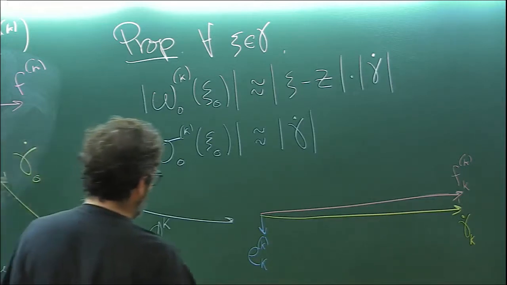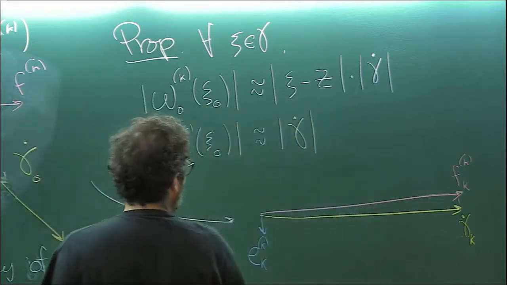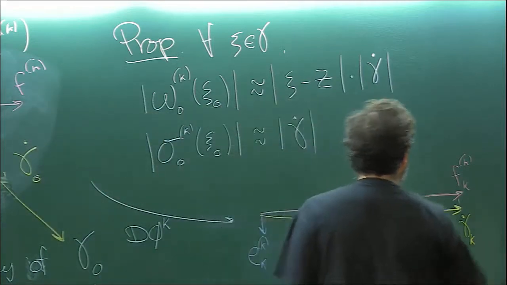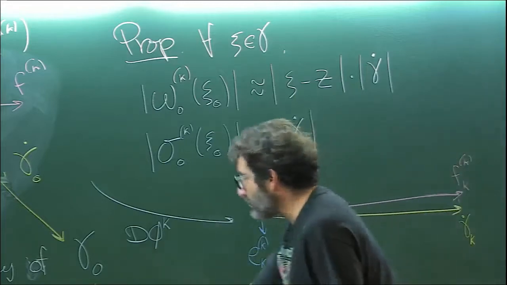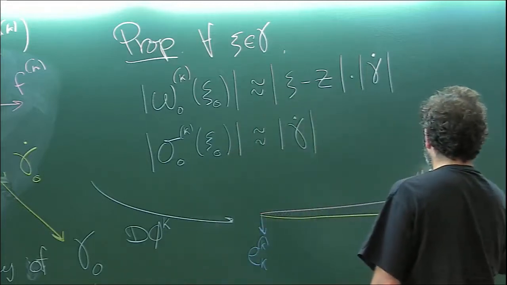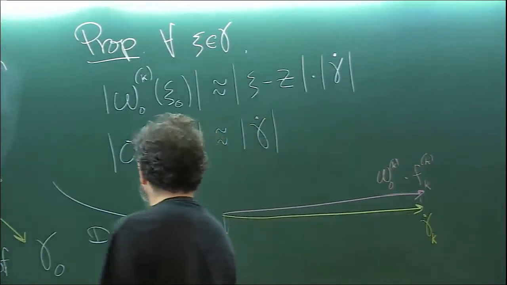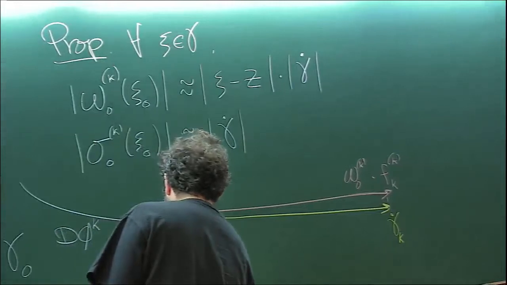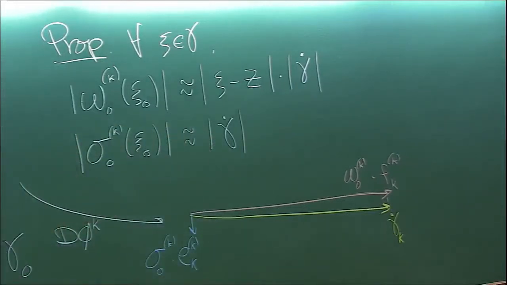Sorry, I should have put not EKK, but multiplied by the component. This should be omega 0 k times fkk, and this should be sigma 0 k times fkk. I think that's correct. These are the components.